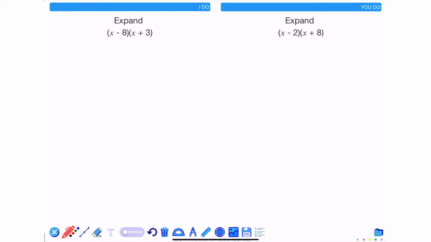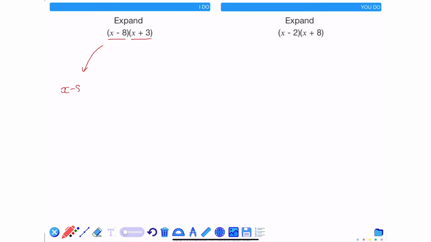In this video, we're going to be looking at how we can expand the product of two brackets. Now, there are a number of different techniques that you can use, but essentially we need to multiply every term in the first bracket by every term in the second bracket. One of the techniques that you could use is known as the claw method.